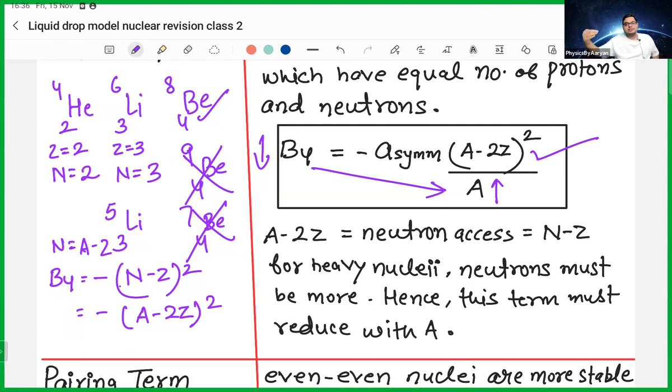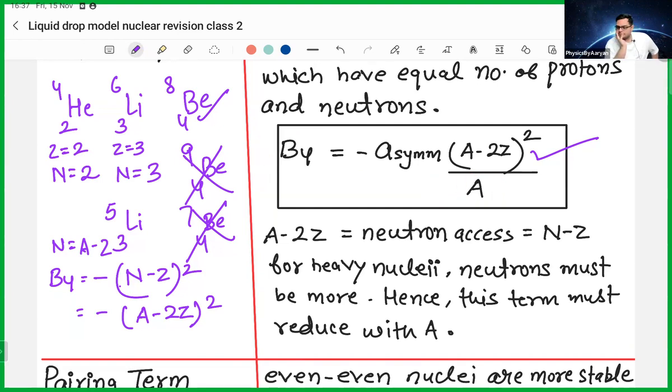It is not causing the binding energy to decrease. That is why this term should decrease with A. If your nucleus size is bigger, asymmetry is okay. So that is why this term should go to 0, or it should decrease. That is why there is an inverse proportionality on A as well.